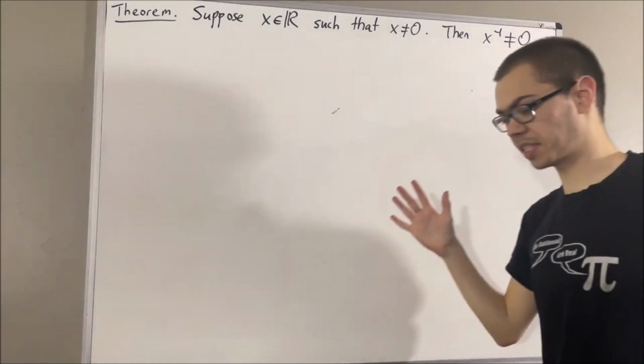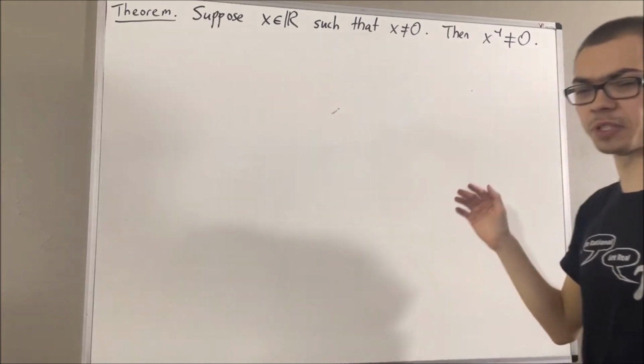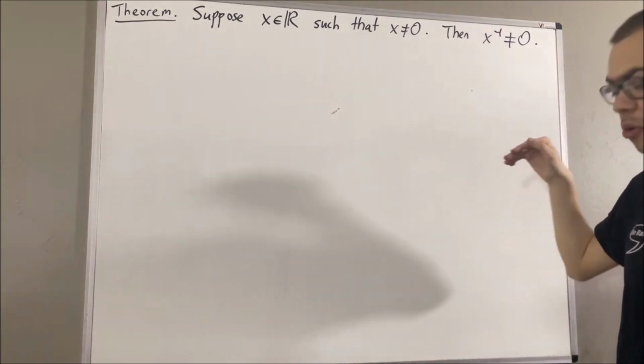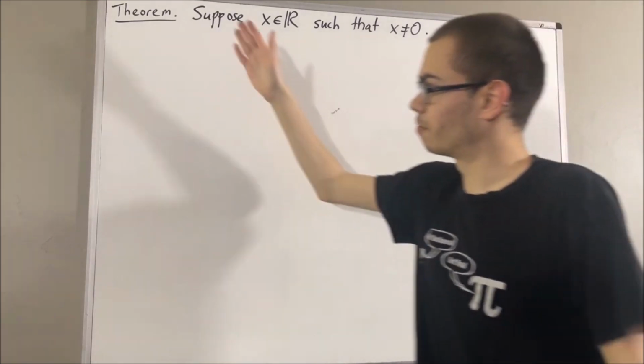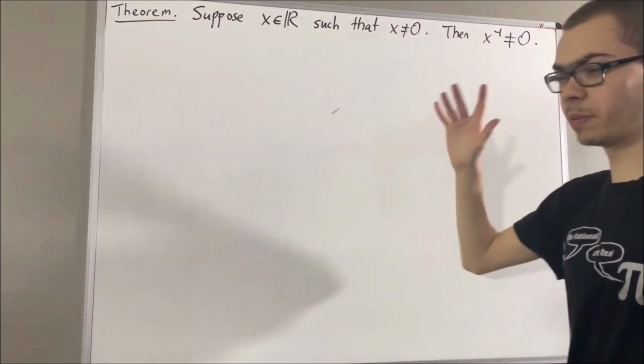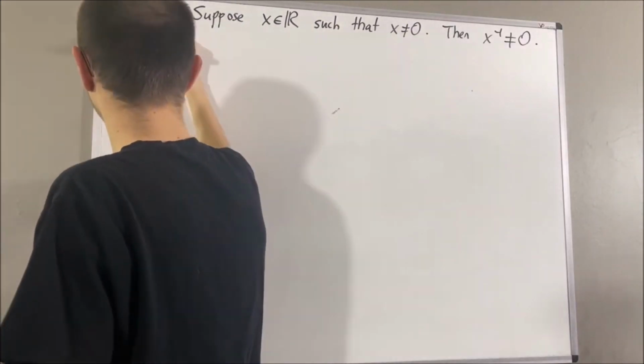Now, in this series, we are using a list of 10 axioms for the real number system. And I'll leave that list of axioms in the description of the video below. Now, in proving this theorem, we're going to be using the following axioms.